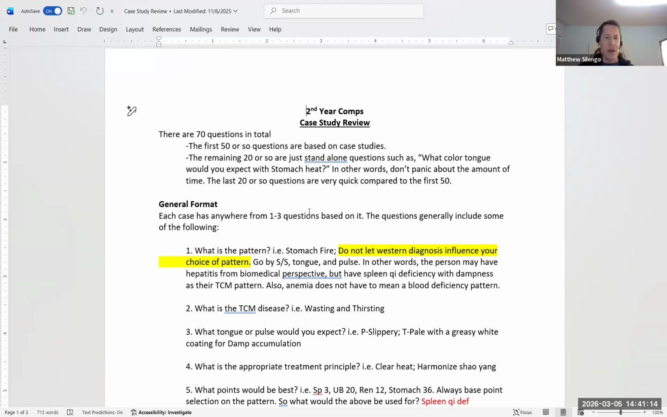So in one exam, you're going to get case study scenarios and you're going to be asked, what pattern do you think the patient has? What tongue would you expect? What pulse would you expect? Well, that's all Chinese medicine theory. But then you might get asked, what acupuncture points would you use for this patient? Well, that's acupuncture material. You might get asked, what biomedical diagnosis do you think this patient has? Well, that's biomedical stuff. So again, it's a hodgepodge of everything. If you studied all your other stuff, you should be pretty prepared for the case studies. That being said, we'll go through and highlight some key things.